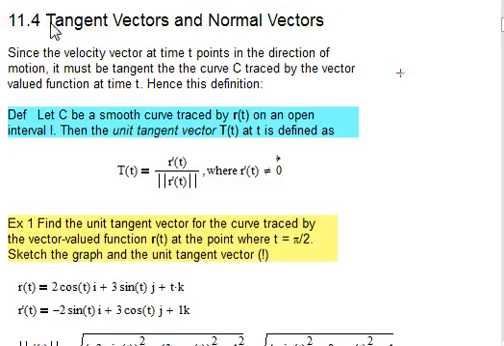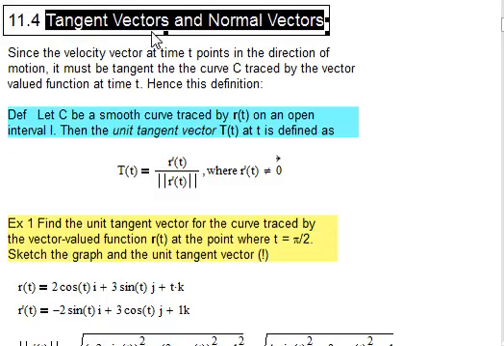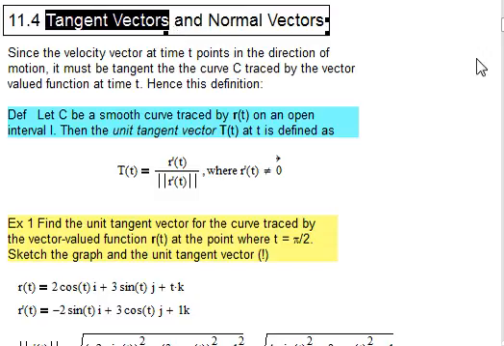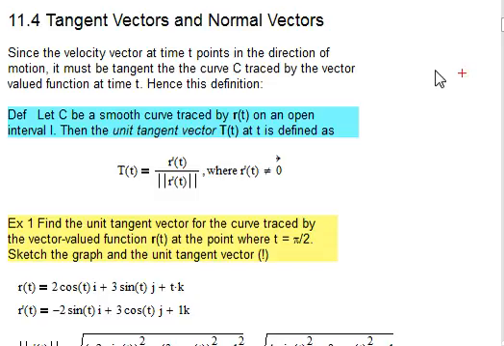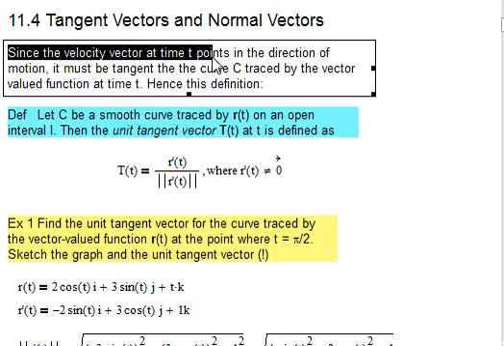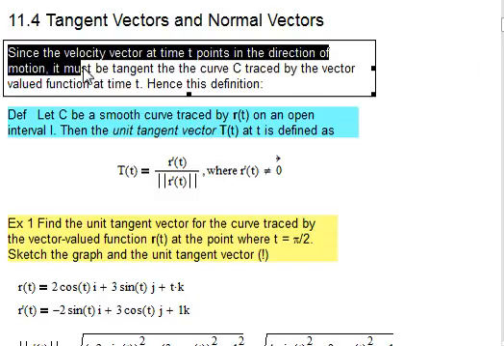Just like in Calculus 1, sometimes a tangent line can be used to approximate a function near a given point. There's a similar concept in vector valued functions. Since a velocity vector at time t points in the direction of motion, it shows how the curve is instantaneously pointing at that time. It must be tangent to the curve C traced by the vector valued function at the time t, and hence the definition.